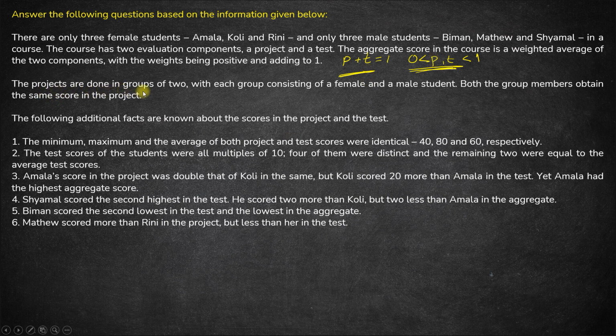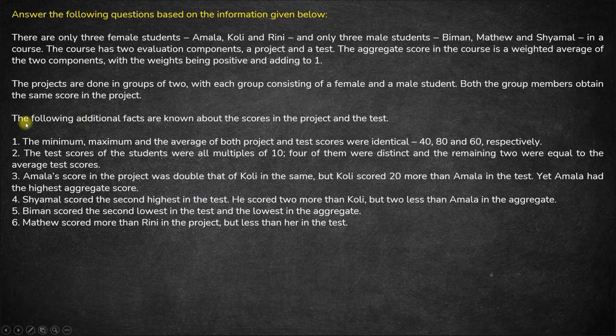Now the projects are done in groups of 2, with each group consisting of a female and a male student, and both the group members obtain the same score in the project. So there are 6 people total, and the project will be done with a male and a female student together doing one single project. So there will be a total of 3 teams doing the project. Each team will have 2 members, a male and a female, right? And whatever score a particular group gets, both its members will have the same score. So for example, if a team gets a score of 20, that means the male will also get 20 marks, and the female will also get 20 marks.